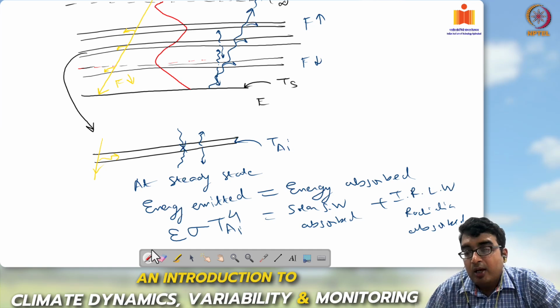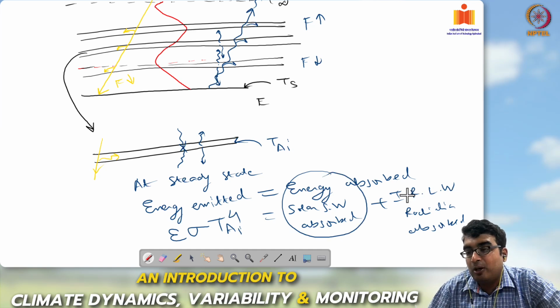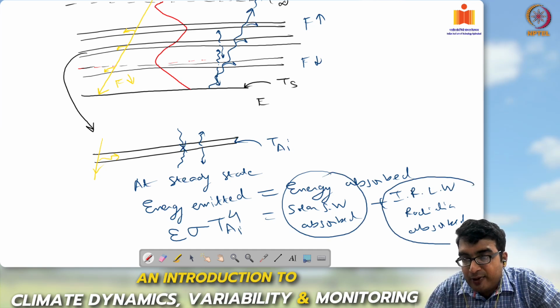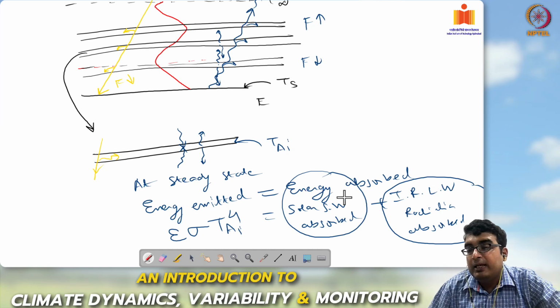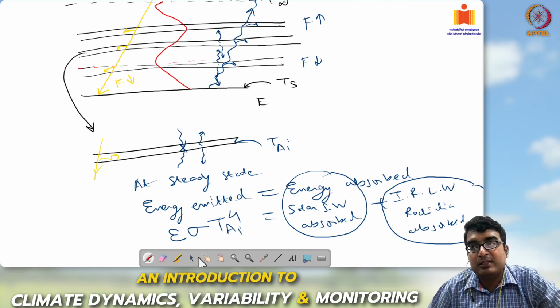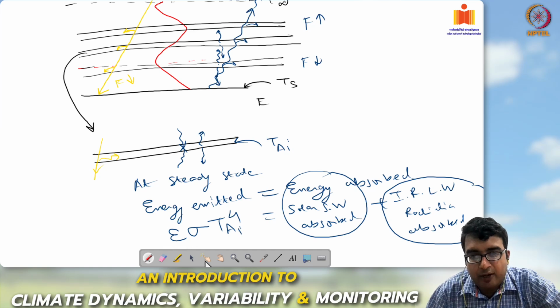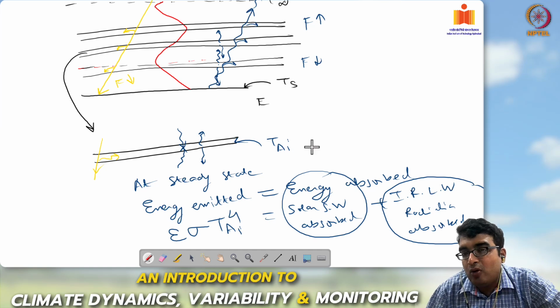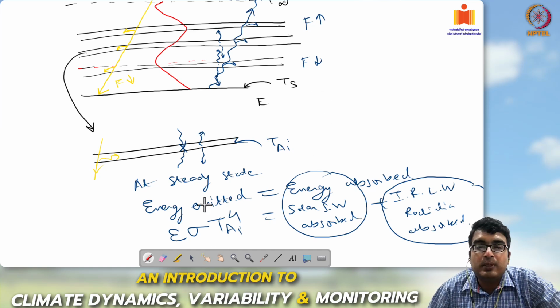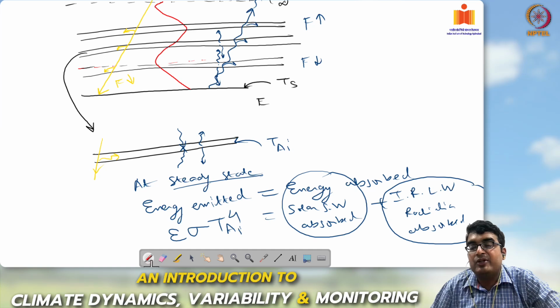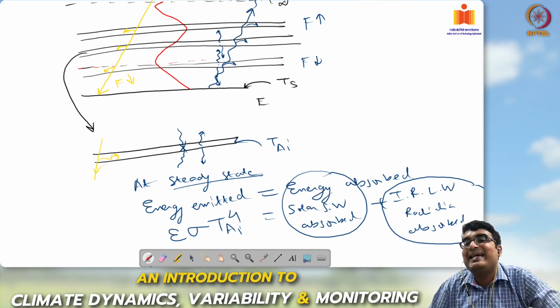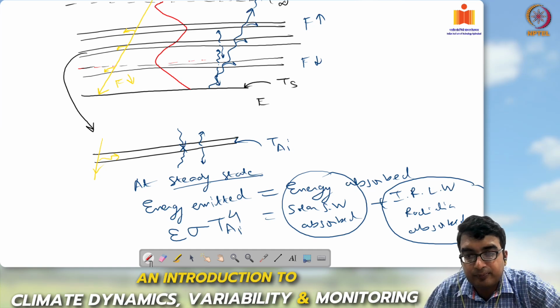If we know how much solar radiation is getting absorbed and how much infrared radiation is getting absorbed, and if we know the emissivity of this body of gas, then we can know what temperature it is going to be using the steady state energy balance equation. This is called the radiative energy balance equation.